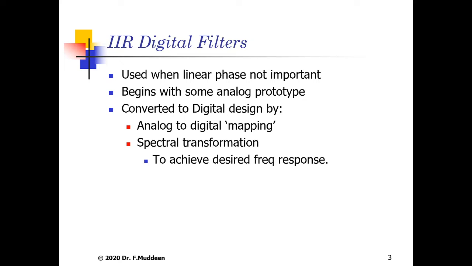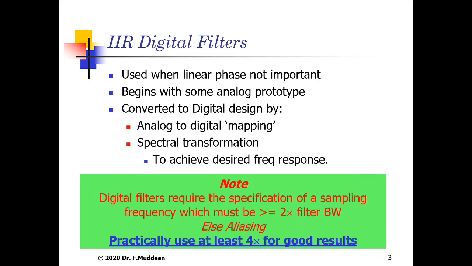We also need to pay attention to the aliasing effect, so the sample frequency must be at least twice that of the filter bandwidth. Otherwise, we're going to get the aliasing effect. And in general, we start to use about 4 times that for really good results when we're doing IIR filter designs.